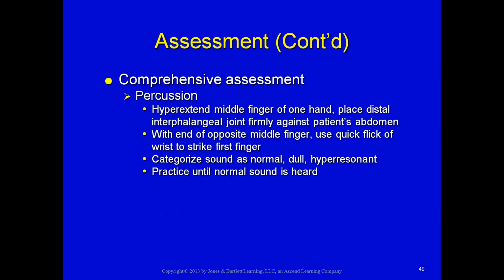But you can take your hyperextended middle finger on one hand, place the distal interphalangeal joint, or the tip of your finger, firmly against the patient's abdomen, and then with the opposite middle finger, use a quick flick or strike to tap that finger, and then listen to the sound. It may be dull, it may be normal, it may be hyperresonant, and you want to do this until you can identify these three different sounds.